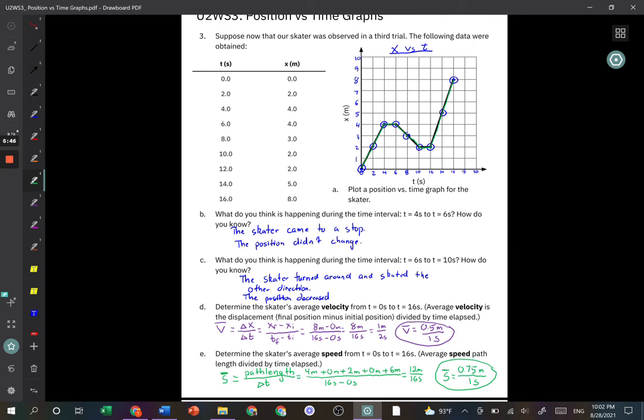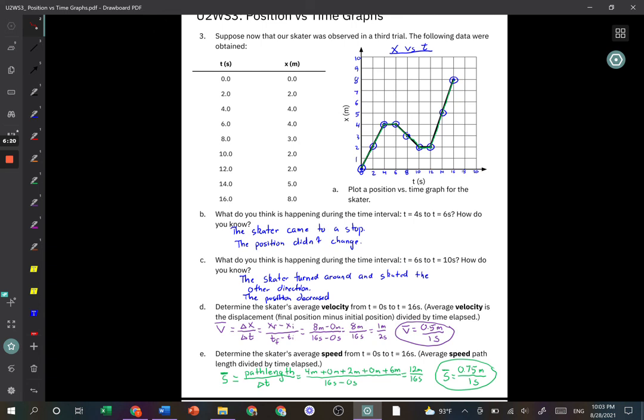So it's okay if your average speed and your average velocity are not the same. Sometimes they will be, sometimes they won't. In this situation, if we only care about where our skater started and where they ended up and how long it took them to go between those 2 points, then we would use velocity to measure that. It took that skater 0.5 meters for every 1 second to get to that final position of 8 meters.